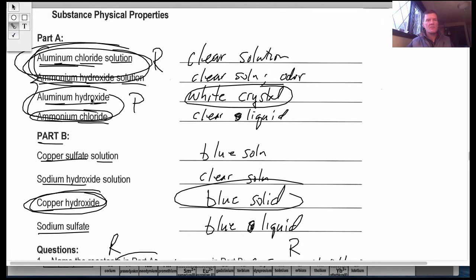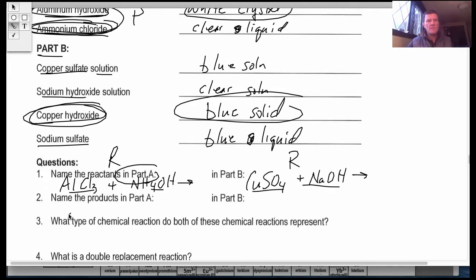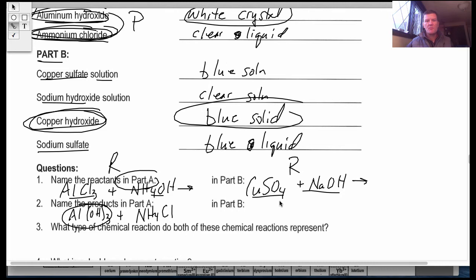And then the products for part A are going to be, and you'll notice what we're doing is we're just switching. The aluminum is going to go with the hydroxide to make aluminum hydroxide, and the ammonium is going to go with the chloride to make the ammonium chloride. So our products are going to be the aluminum hydroxide, that's for part A, and then the ammonium chloride. And this is the one that we're going to see. This is the precipitate there. That's going to be our white crystals. For part B, these reactants are going to produce the copper hydroxide. This is copper 2 hydroxide.